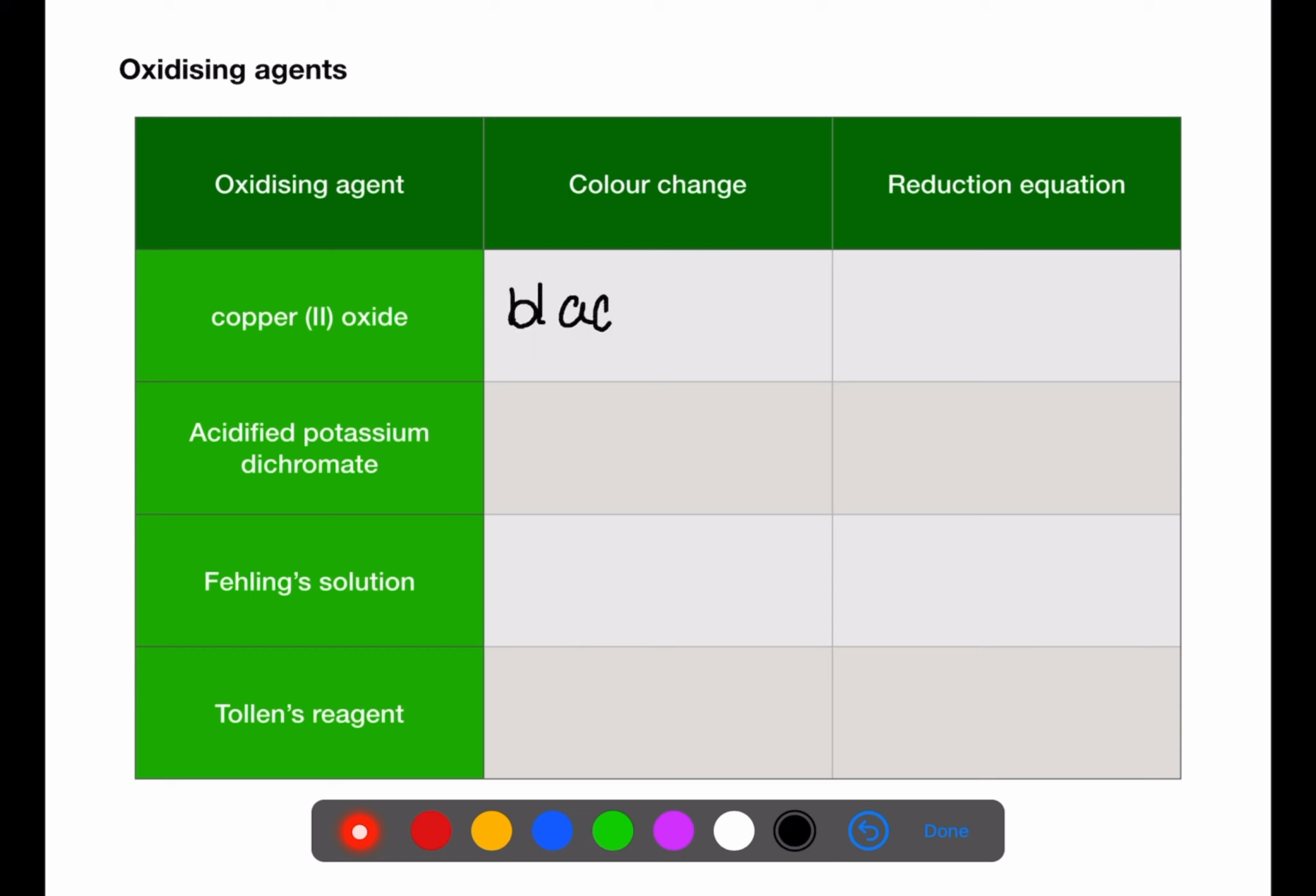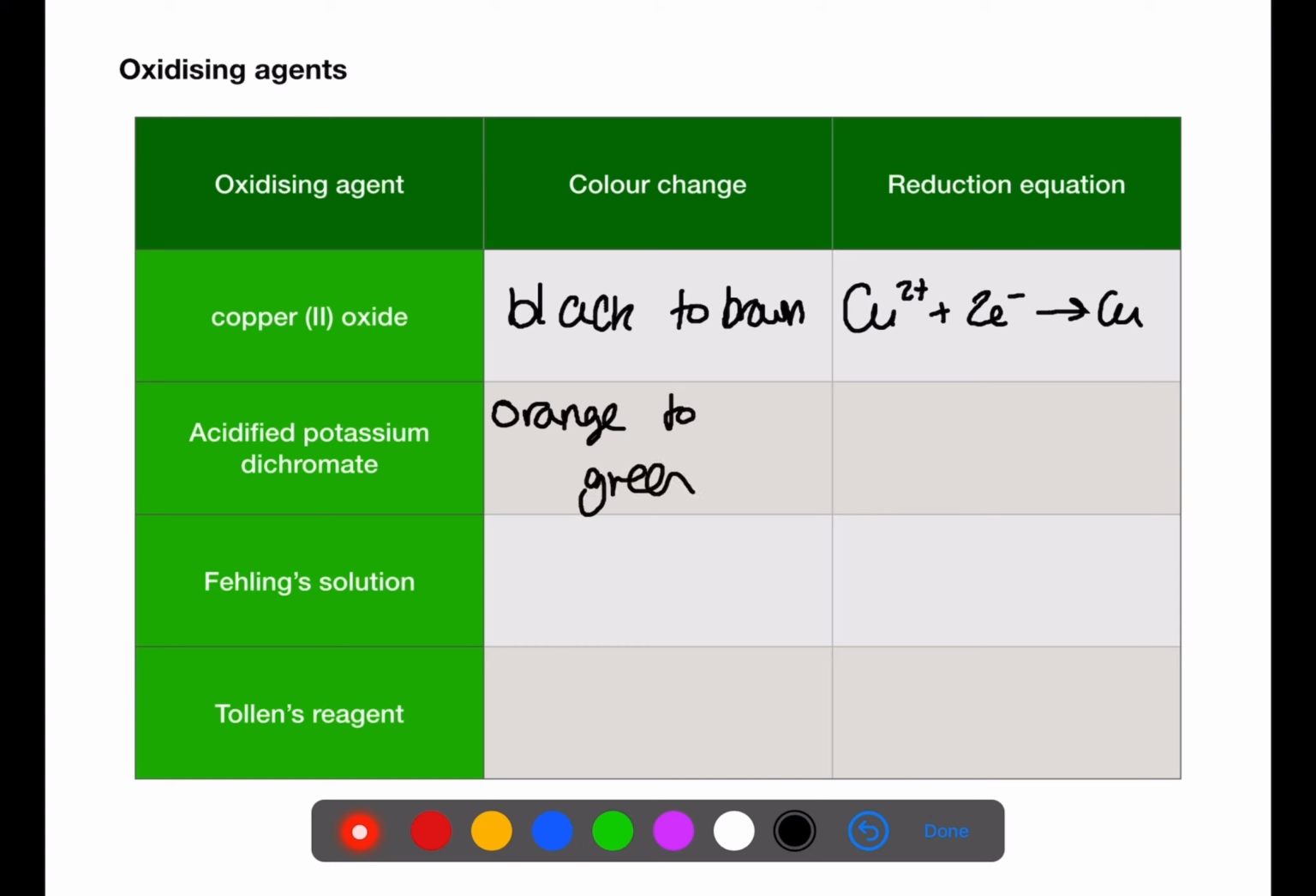The first is copper(II) oxide. The colour change seen when copper(II) oxide reacts is black to brown. The reduction that is taking place is copper 2+ ions gaining 2 electrons to form copper metal. Acidified potassium dichromate is orange, and when it reacts it will change to be green.